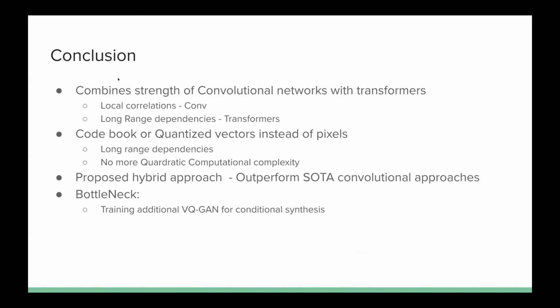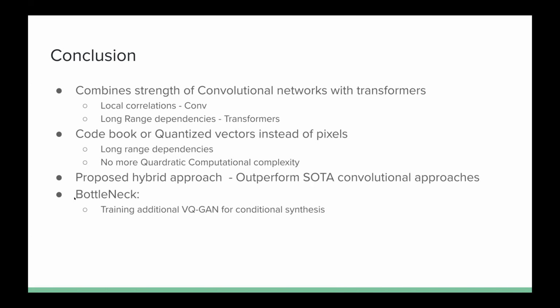So to conclude our presentation, we presented VQGAN, which combines the strengths of convolutional networks with transformers, that is, local correlations with long-range dependencies for image synthesis. They utilize the idea of codebooks or quantized vectors instead of pixels, which allowed them to harness the long-range dependency quality and avoid the quadratic computational complexity of transformers. They propose that this hybrid approach is a lot better for image synthesis than just state-of-the-art convolutional approaches.